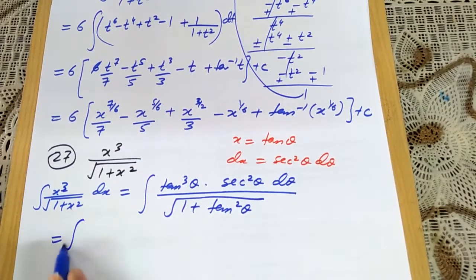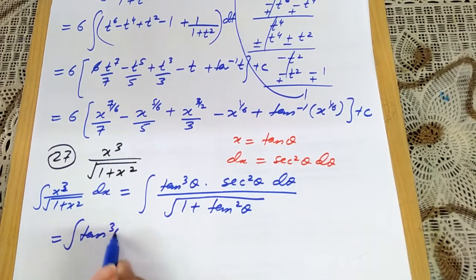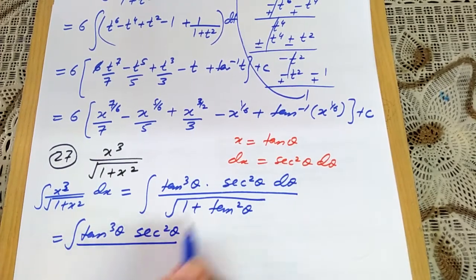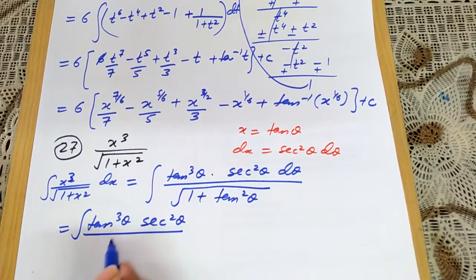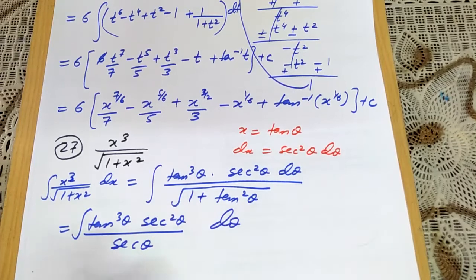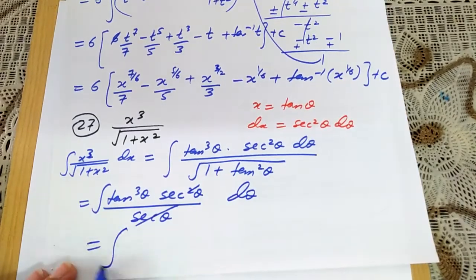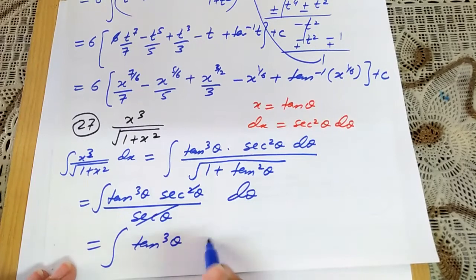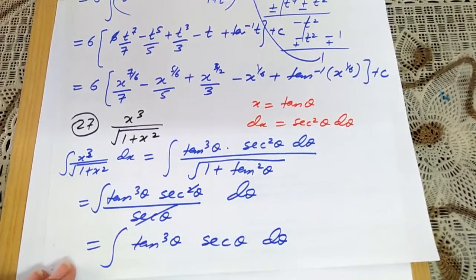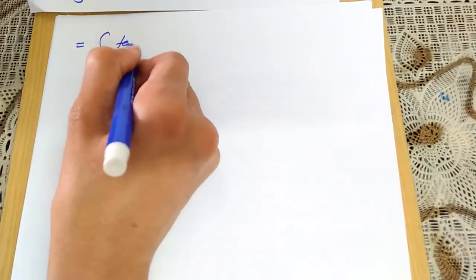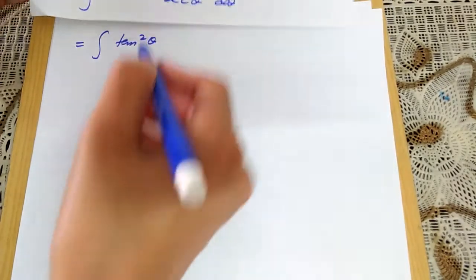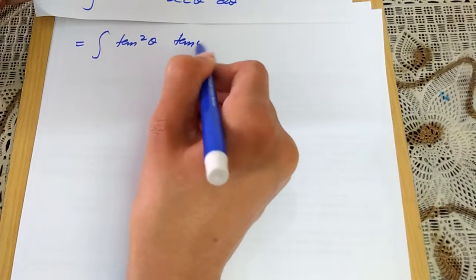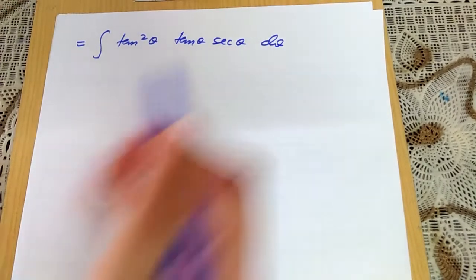So this will be equal to the integral of tangent cube of theta, secant square of theta over 1 plus tangent square of theta, which will be secant square of theta, and the square root of secant square of theta will give you secant of theta d theta. This will be cancelled. So you will be left with the integral of tangent cube of theta secant of theta d theta. It can be written as the integral of tangent square of theta, and I am breaking this tangent cube of theta into two parts: tangent square of theta, tangent theta, secant theta d theta.